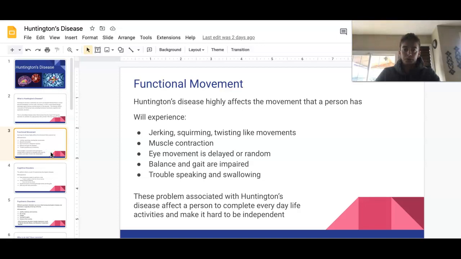So onto the functional movement part of this disease. This is the main part that it affects. Many of the things that you'll experience if you have this are jerking, squirming, and twisting-like movements, muscle contraction, eye movement that is delayed or random, trouble speaking and swallowing, and the main thing that you'll see is balance and gait are impaired. These problems associated with Huntington's disease affect a person's ability to complete everyday life activities and just make it hard to become independent and work on your own.